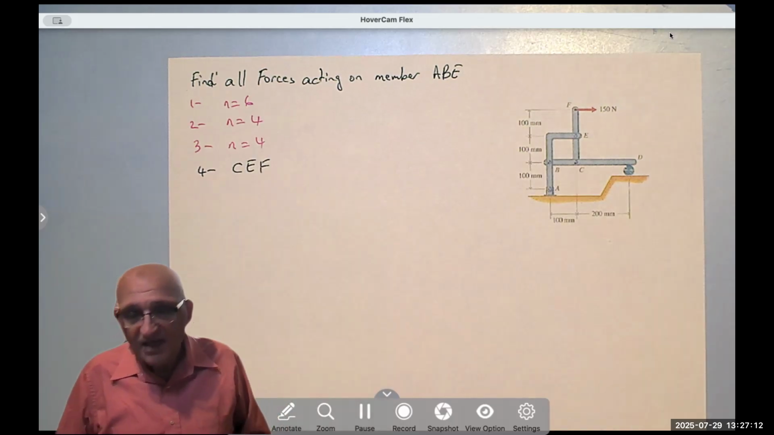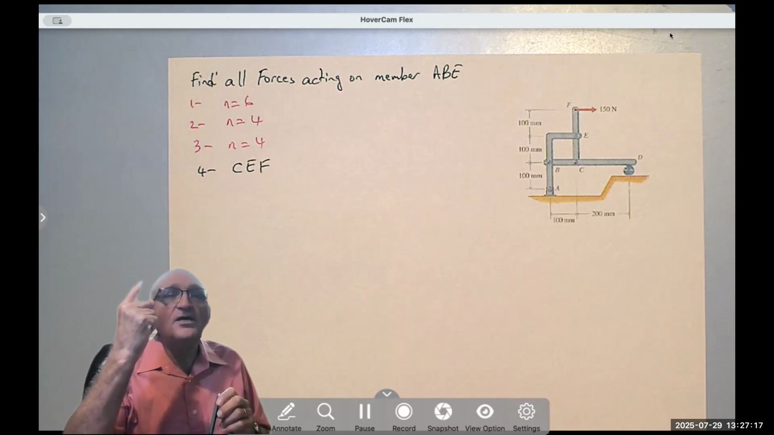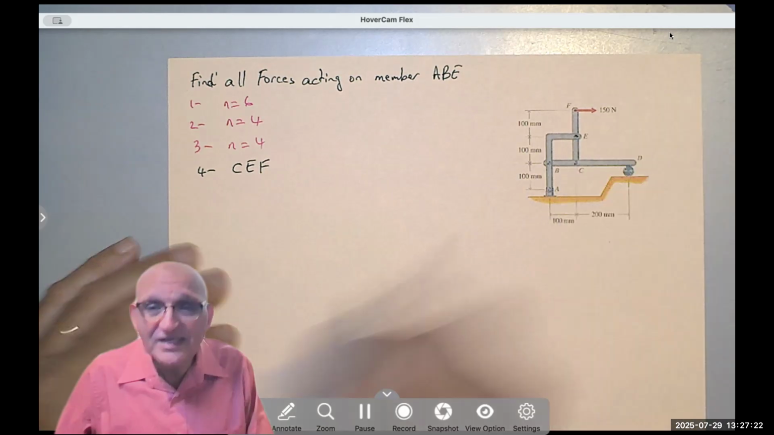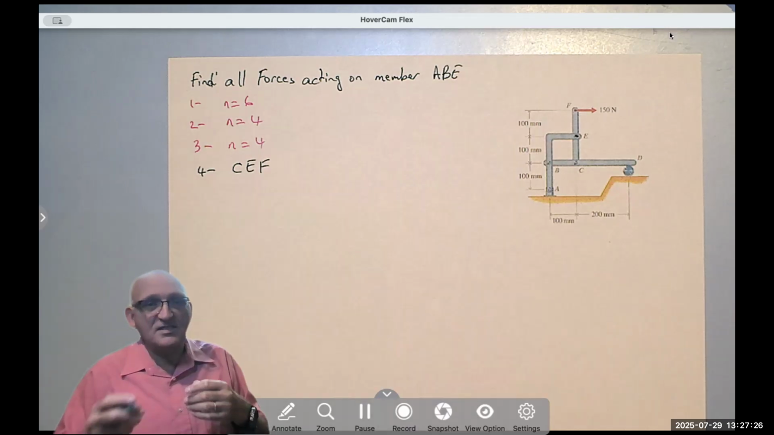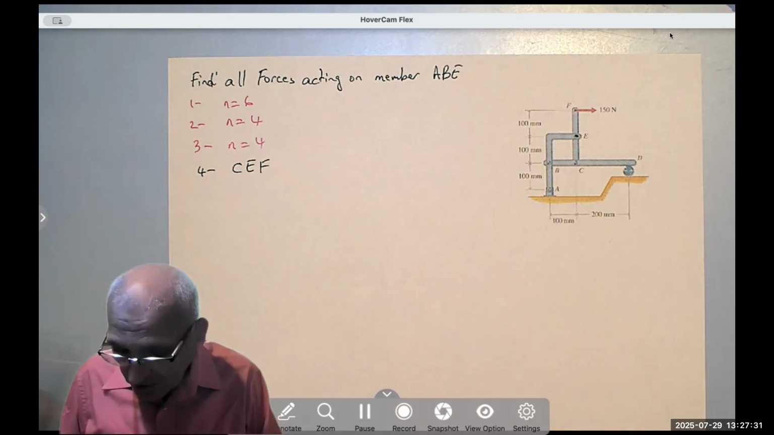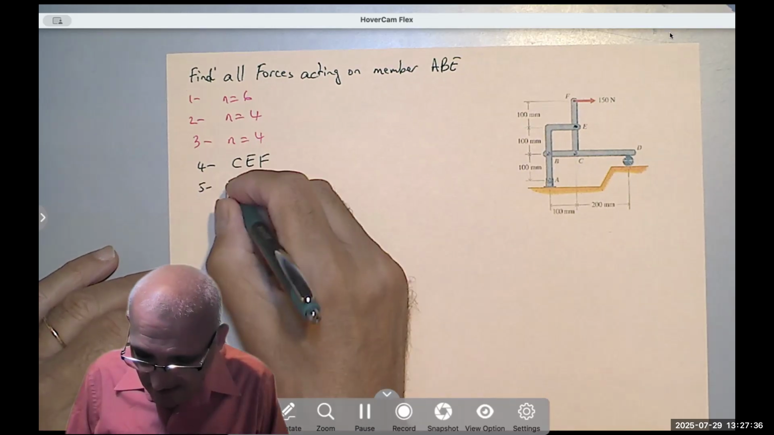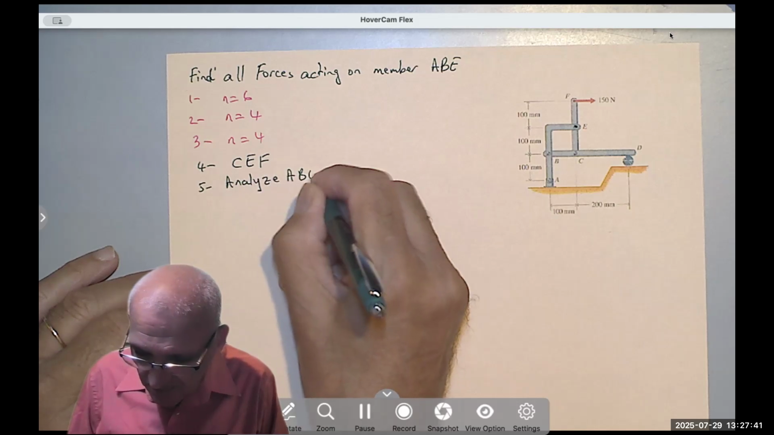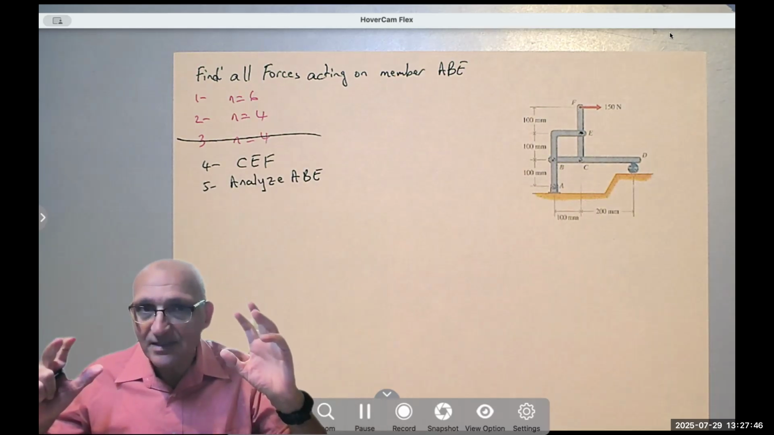analyze CEF. How many unknowns do I need from CEF? Only one. Notice it's connected to my member at point E. So either you find EX or EY, and we'll see which one is easier to find. That's it, basically. So after that, there would be 3 unknowns. So analyze ABE. This step doesn't exist. I don't have two force members.